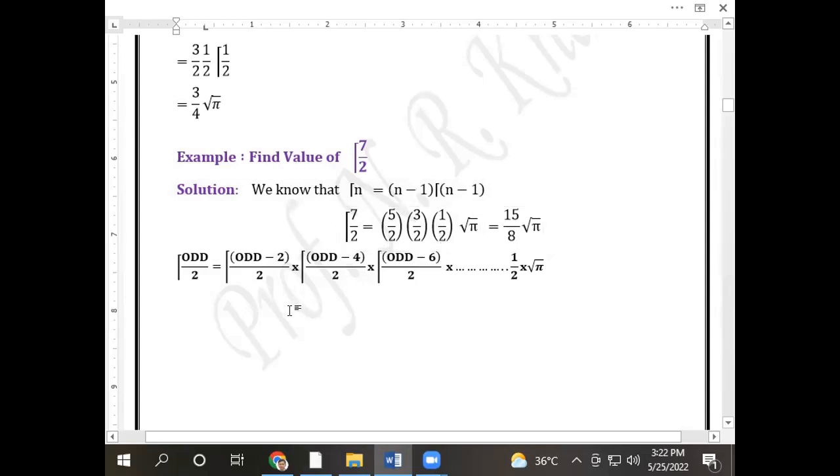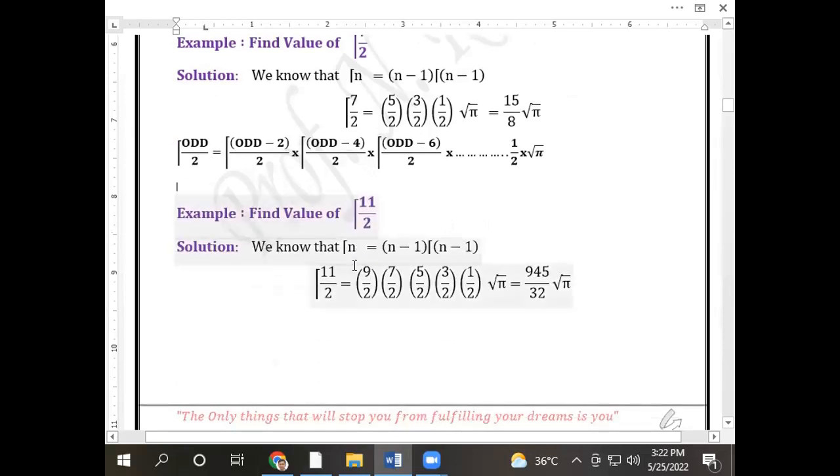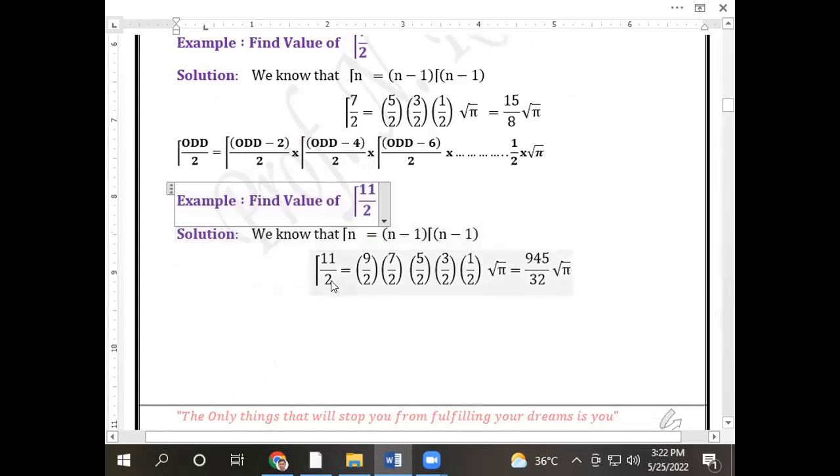In a similar way, we can find the value of 9 by 2, 11 by 2. Suppose 11 by 2: we subtract 2 from 11, it becomes 9. Then the next odd number is 7, then 5, then 3, and we get 1/2. Making the multiplication of such a ratio, we get 945 upon 32 root pi.